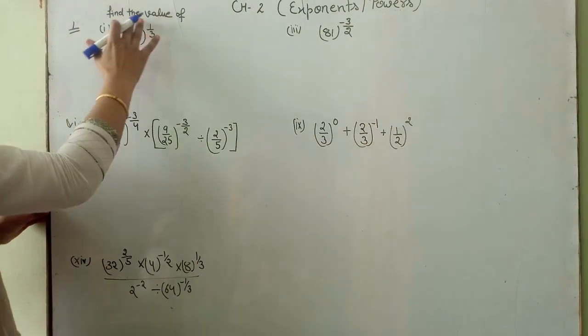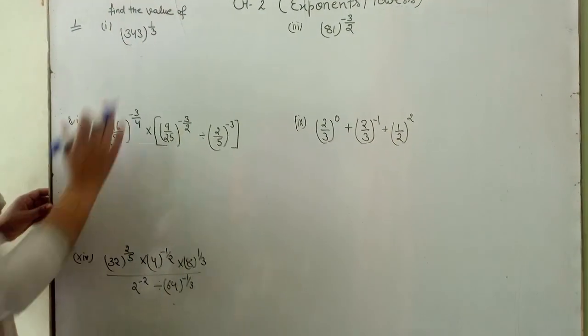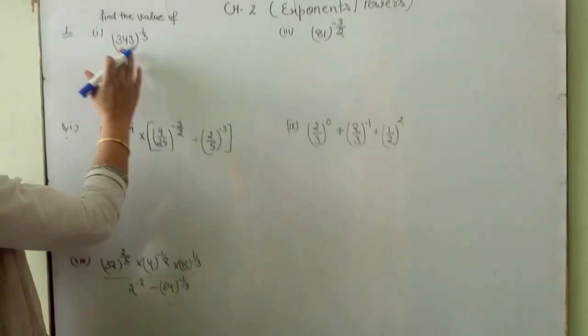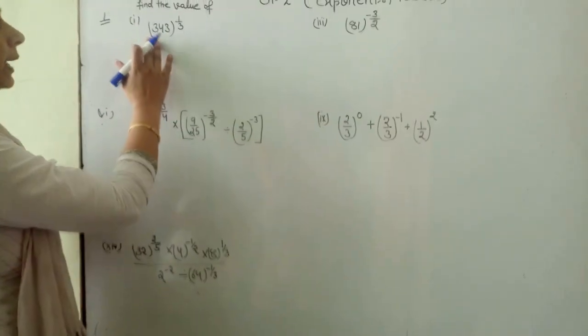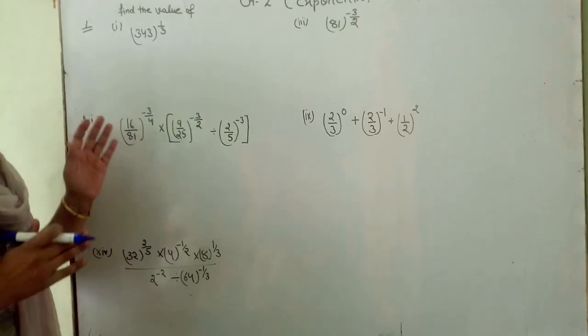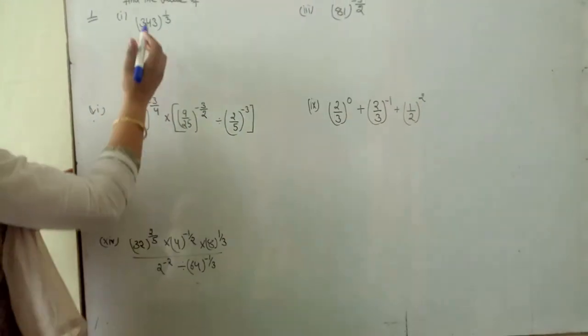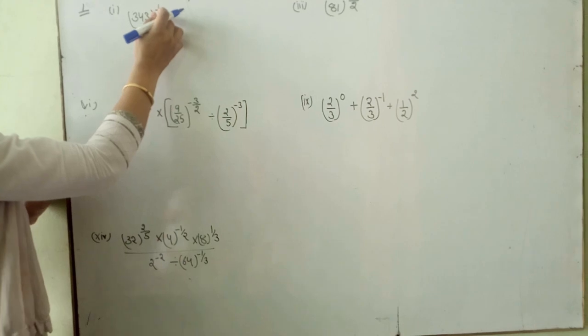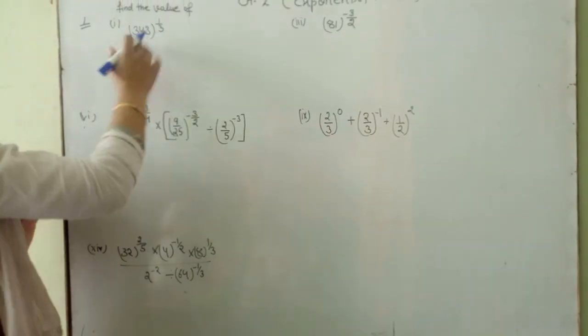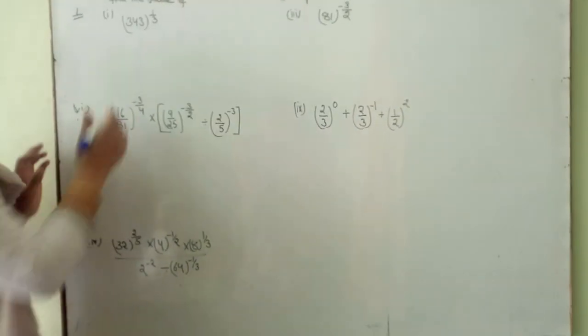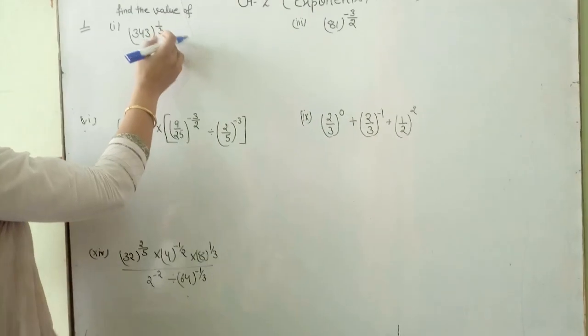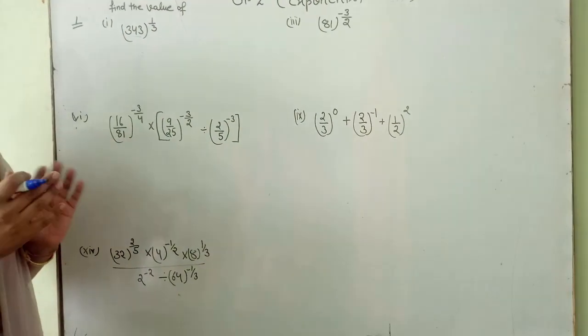First part, find the value of this: 343 raised to the power 1 by 3. Find this value. Students, we mostly convert this number into a power. Which number's power is 343?